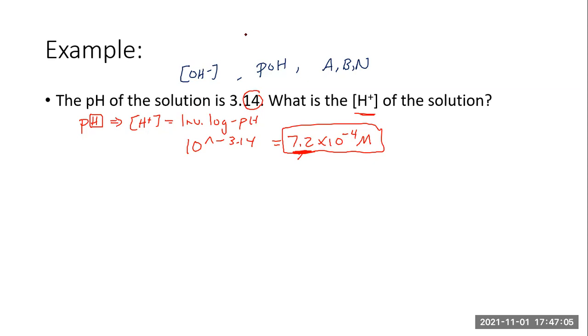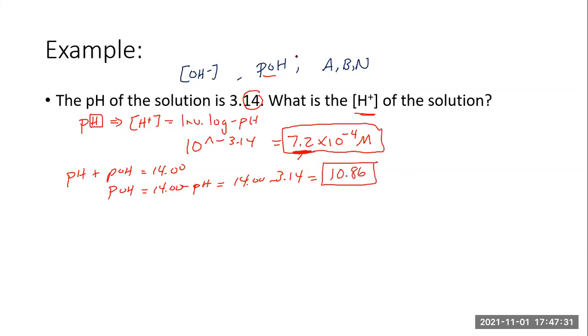Any questions so far on that calculation there? Okay. We also are looking for pOH, which is pretty simple. Again, the pH plus the pOH is equal to 14, which means really the pOH would be 14 minus the pH here, and that gives us 14 minus 3.14, and that's going to get us 10.86 in terms of the pOH. That takes care of that.